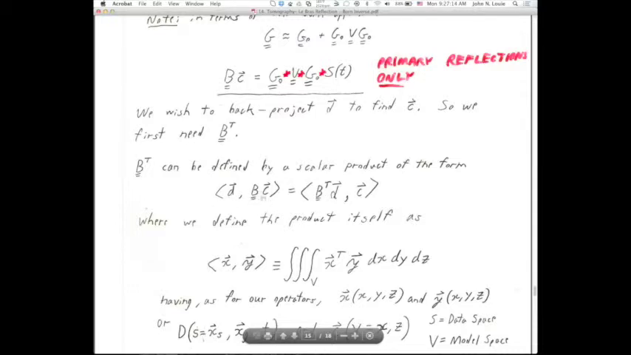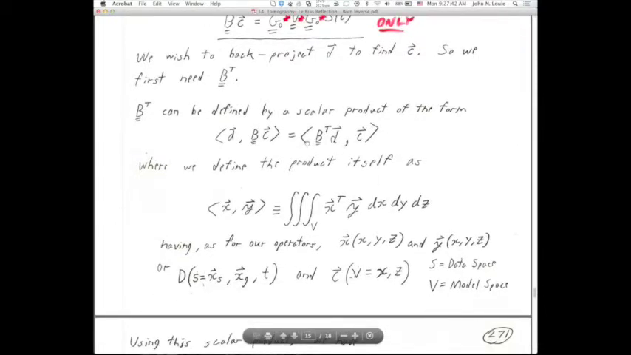Because D is equal to BC, if you take a scalar product of D with BC, there's a theorem in scalar products, maybe you've seen it in linear algebra, that the result of that scalar product is also going to be the result of the transpose scalar product. So B transpose D is going to be equal to C. And of course, B transpose D is what we want.